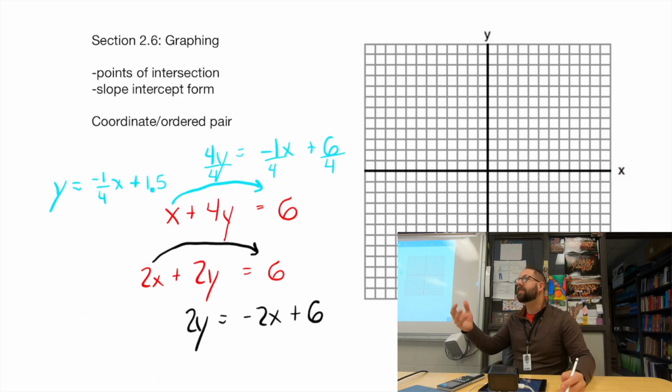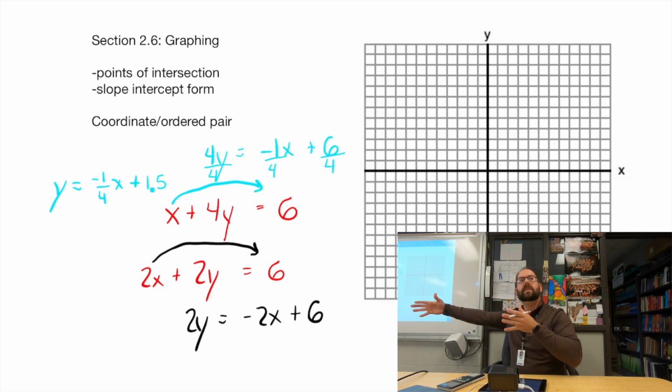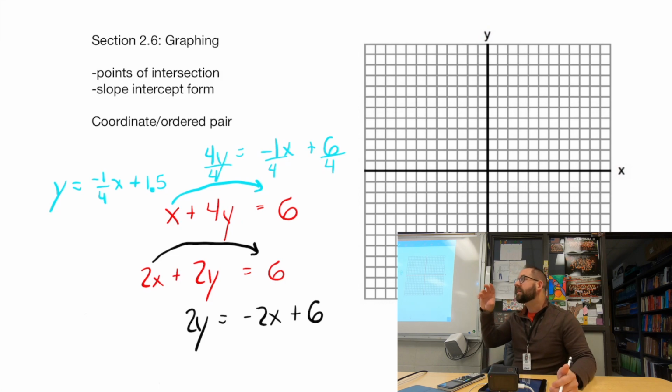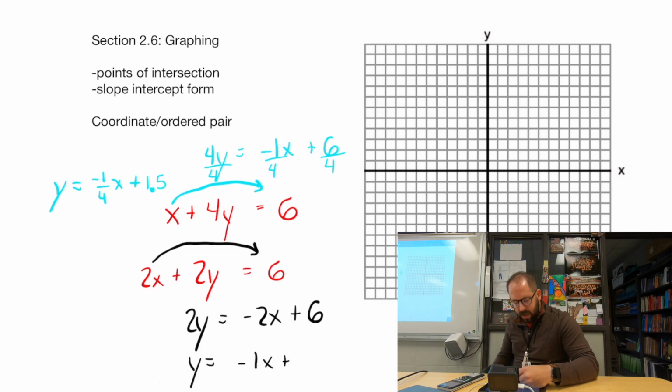And then the last step is to divide everything across, right? Divide everything by 2 so that the y is by itself, just like the last one. The last one we did 4, this time we're doing 2 because there's a 2 in front of the y. So if I divide everything by 2, this one works out way better. It's negative 1x plus 3, because everything divided by 2 is a very nice clean number.